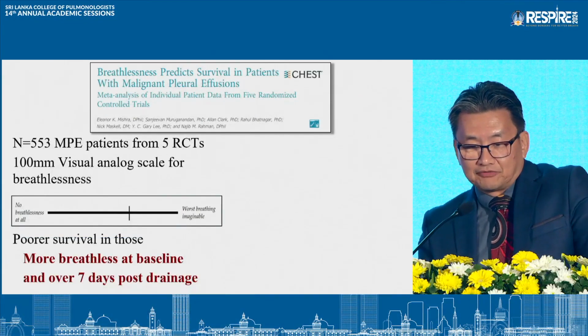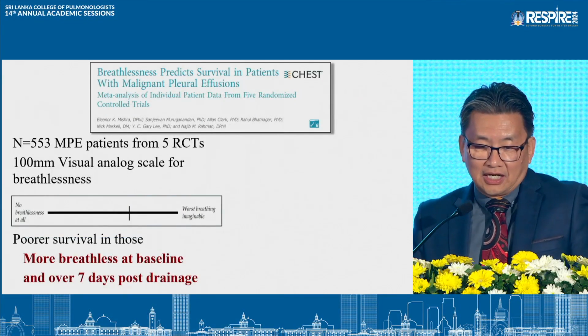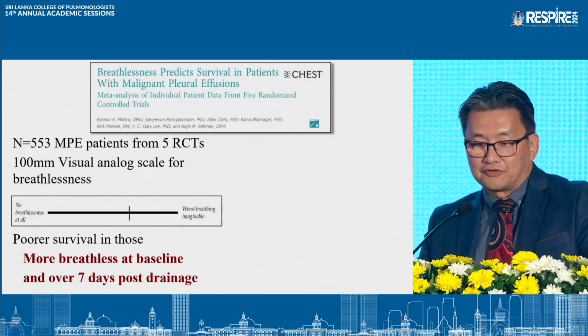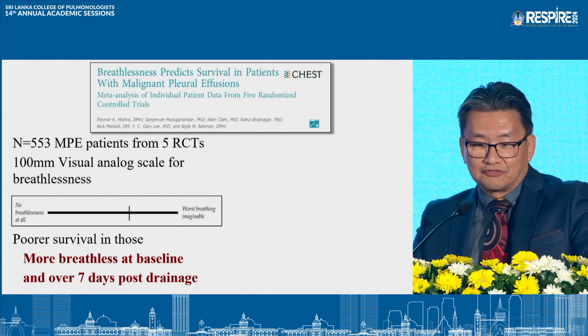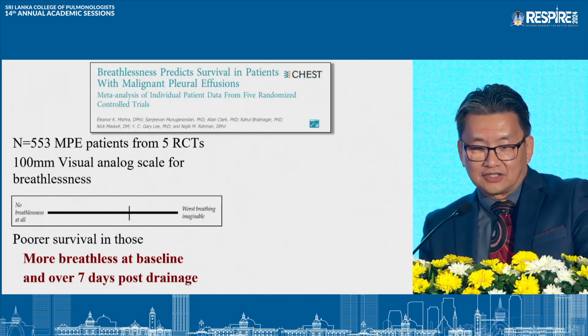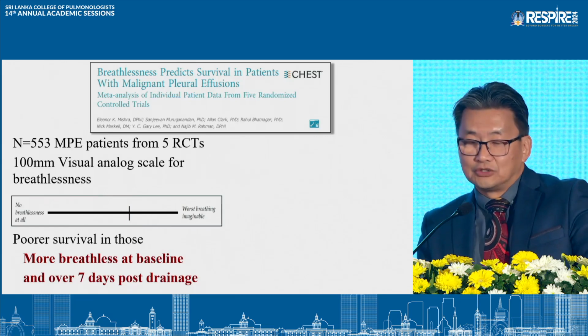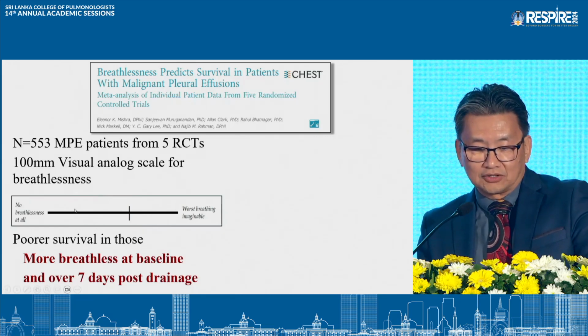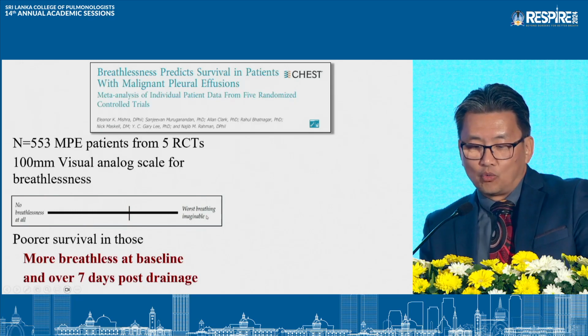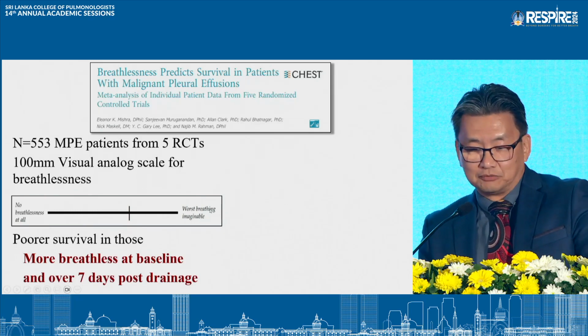And this is a paper from Eleanor Mishra, who collated 550 patients with malignant pleural effusions from 5 randomized trials, 2 of them from my group. And all these patients in the trials had their breathlessness recorded using the 100 millimeter visual analog scale. And on this scale, one end is anchored by no breathlessness at all, and the other end by worst breathlessness possible.